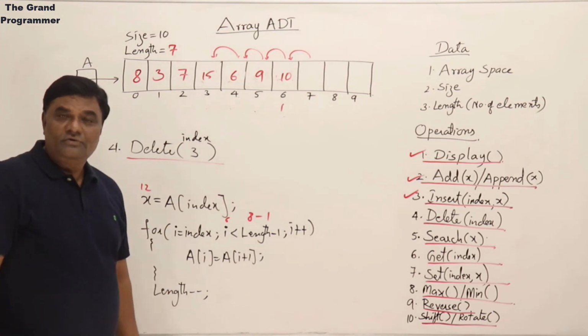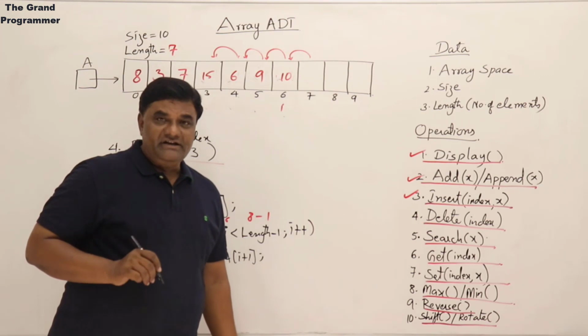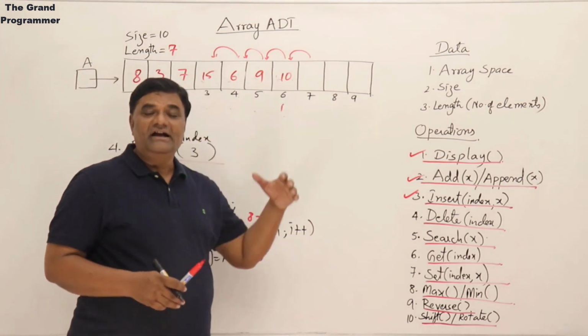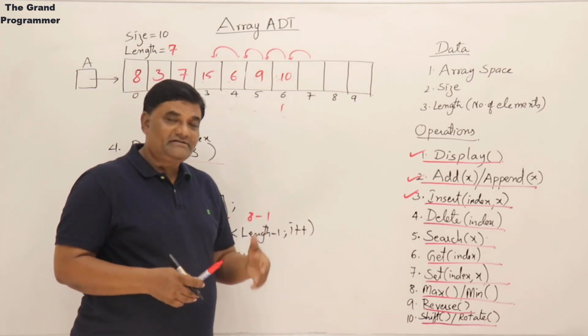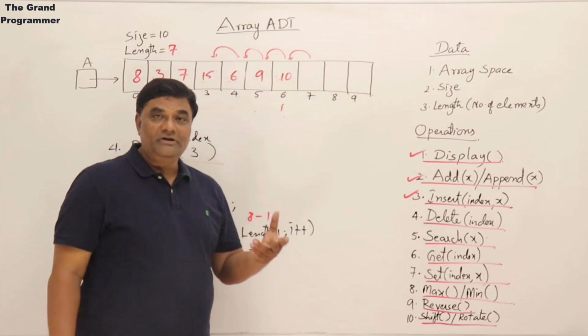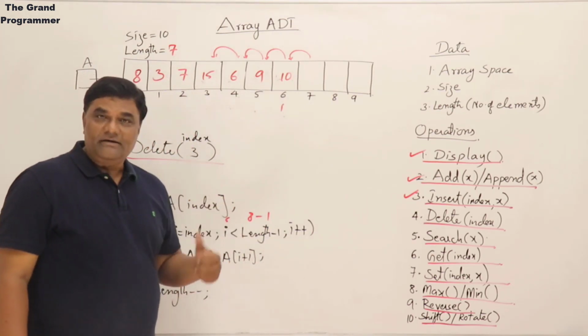So this is the pseudocode for deleting an element from a given index. Now one more thing we should take care of is that the index should not be out of range. Like I have only 8 elements, and I am giving index as 10 or 12. It should not go beyond the length of the array. So you have to take care of that, and we'll be doing it when we write the program.